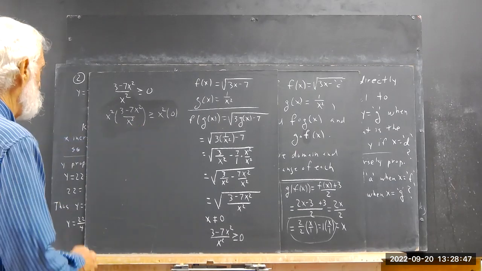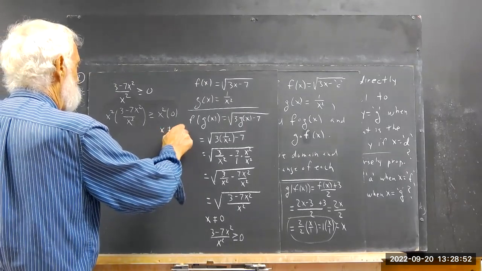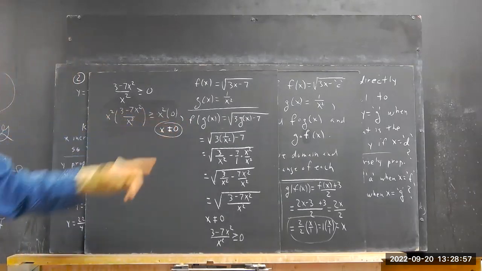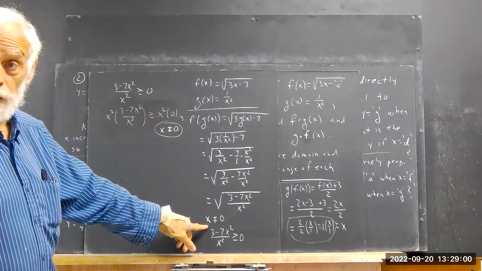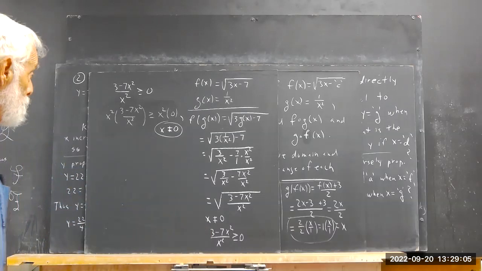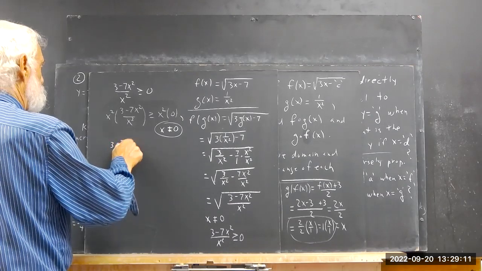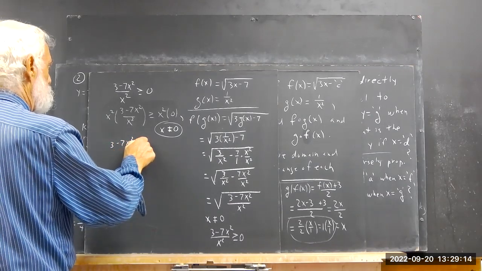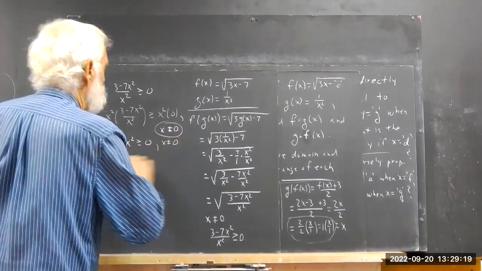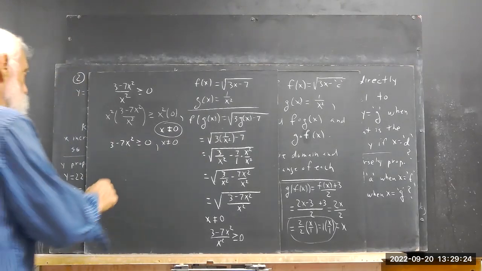So here we have it. We can't multiply by 0. So we've all of a sudden taken care of the possibility that x might be 0, right? So now we get this. You write out x can't be 0.